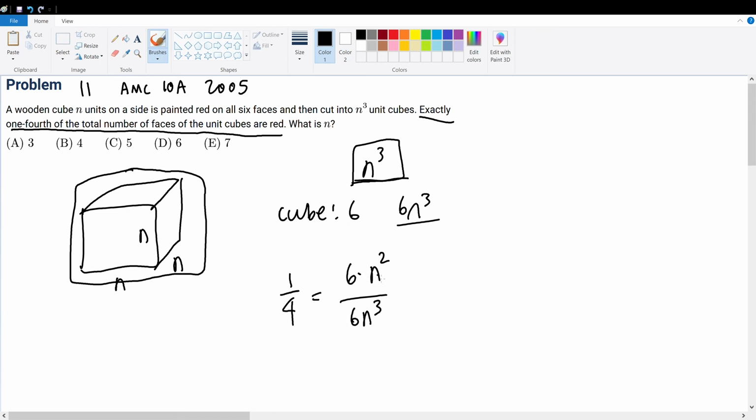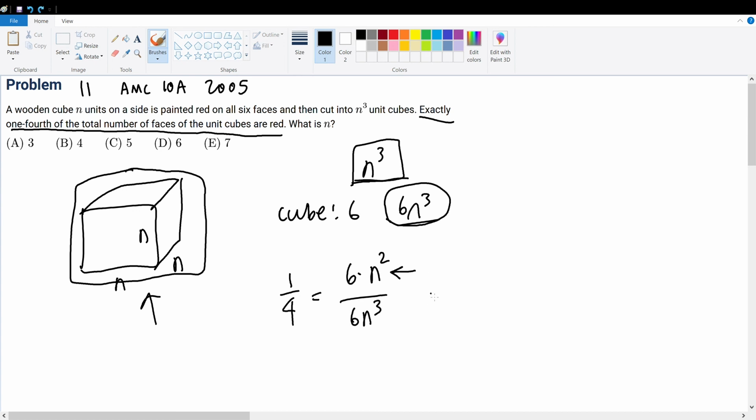And the reason why I put this in the numerator is because remember, exactly 1/4 of the total number of faces of the unit cubes are red. The only cubes that were painted red in the first place were the cubes that were exposed on the outside of the large cube. So the red faces total 6n squared. And the total number of faces must be 6n cubed, because each of the cut cubes has 6 sides. So 6 times the total number of cut cubes gives 6n cubed, which is the number that we're taking it out of, which is present within the question.